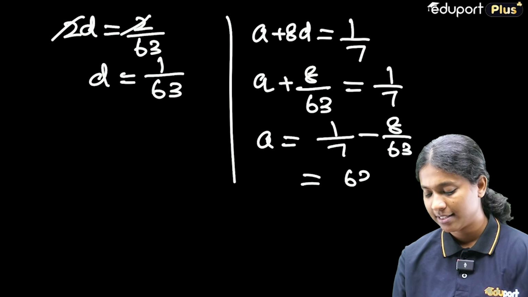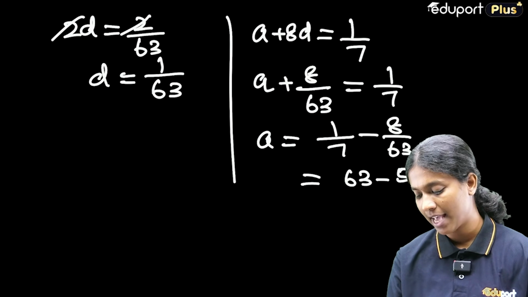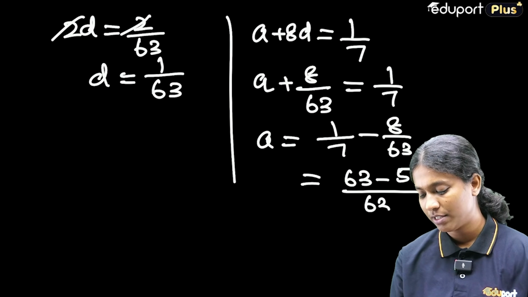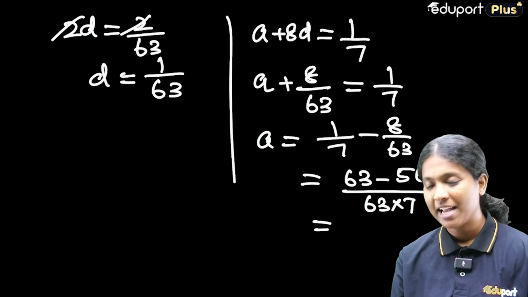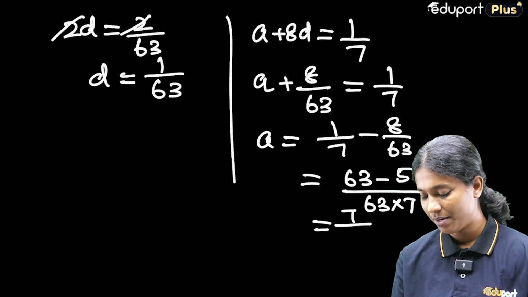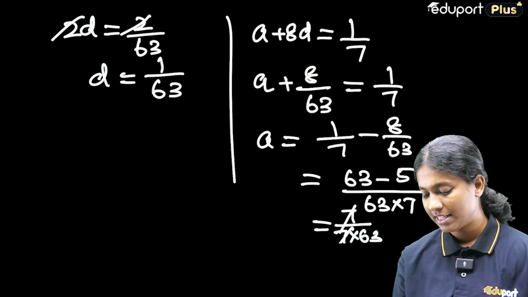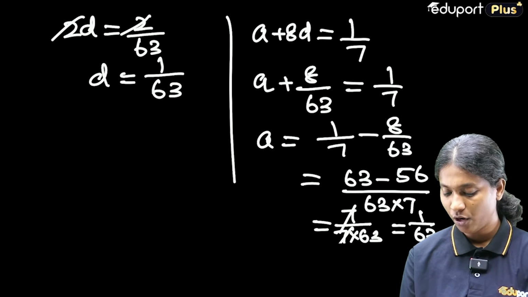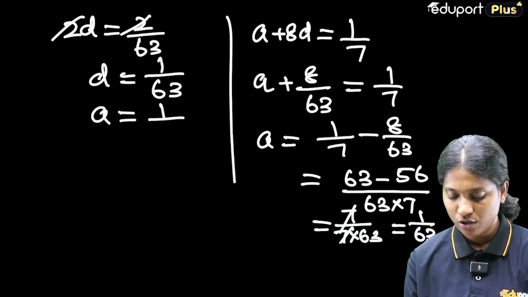What will you get? 63 minus 8 times 7, which is 56, divided by 63 into 7. What is 63 minus 56? It is 7. So, 7 by 7 into 63. 7 and 7 will be cancelled and you will get 1 by 63. So, you got d is equal to 1 by 63 and a is also 1 by 63.